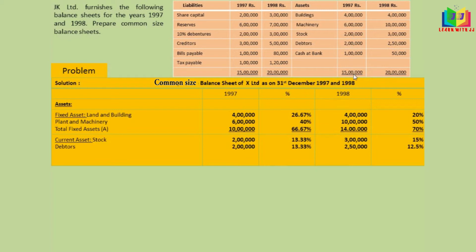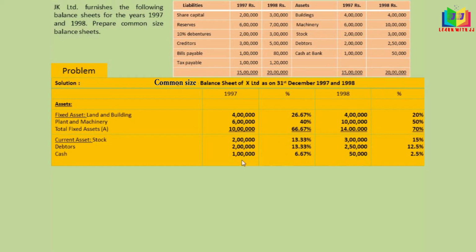2 lakh divided by 15 lakh is 33.33, and 2 lakh 50 divided by 20 will get 12.5. Okay, next one is cash. Cash we have to write 1 lakh and 50,000. So 1 lakh divided by 15 lakh will get 6.67 and 50,000 divided by 20 lakh will get 2.5.